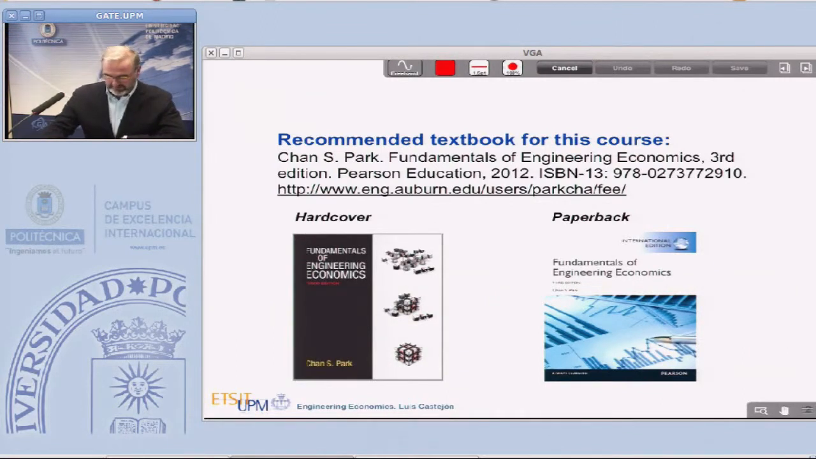As usual, the recommended textbook for this course is the Chan Park Fundamentals of Engineering Economics from Pearson Education.